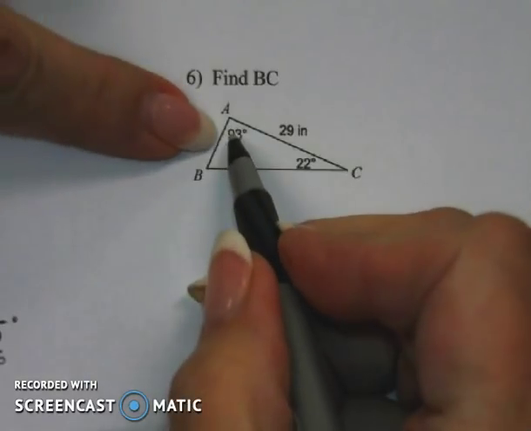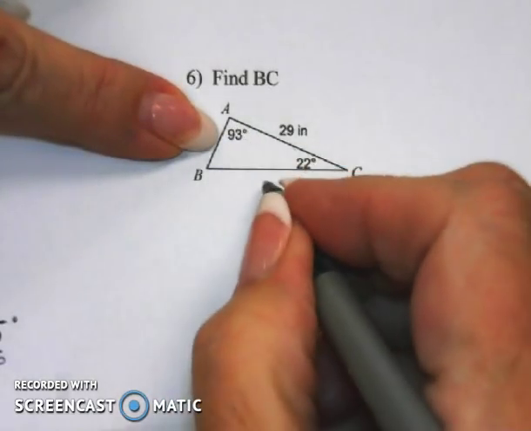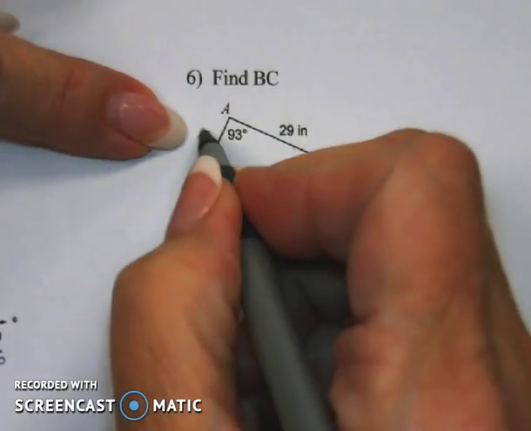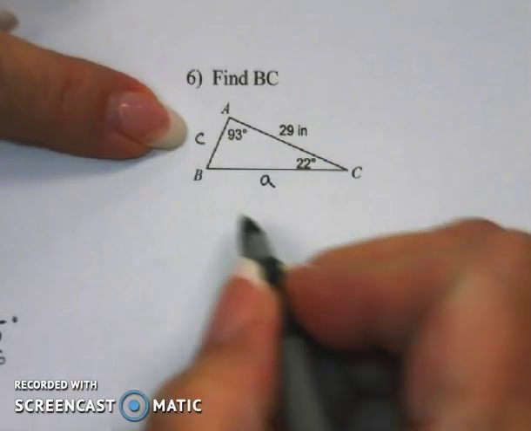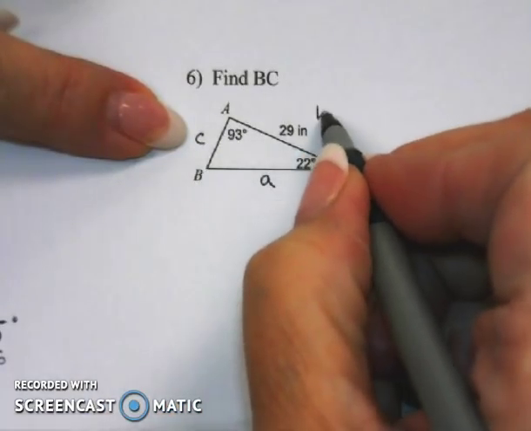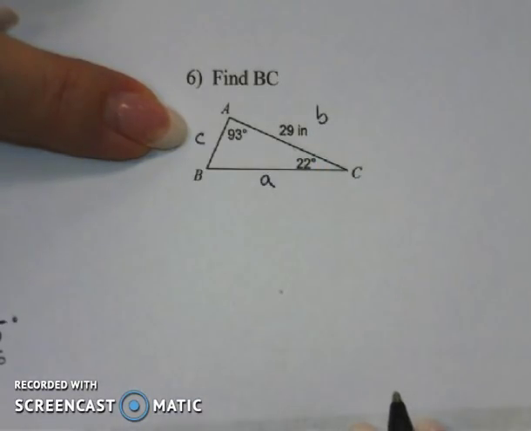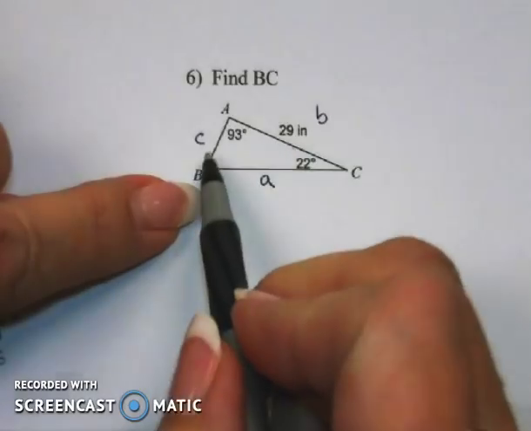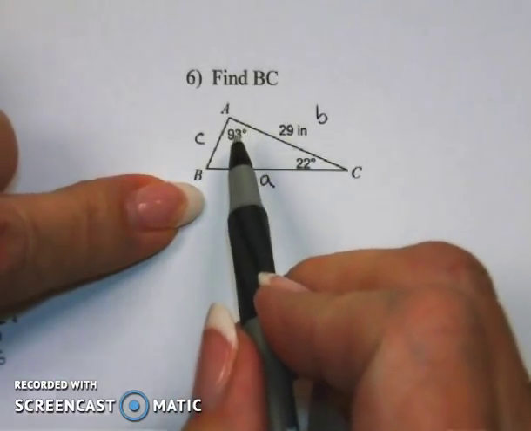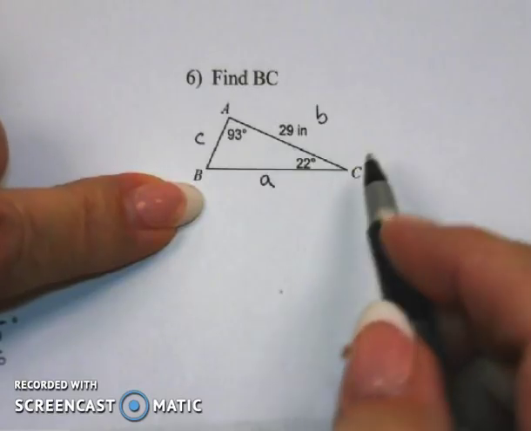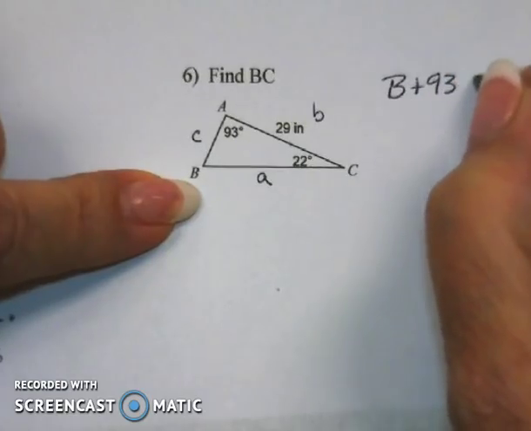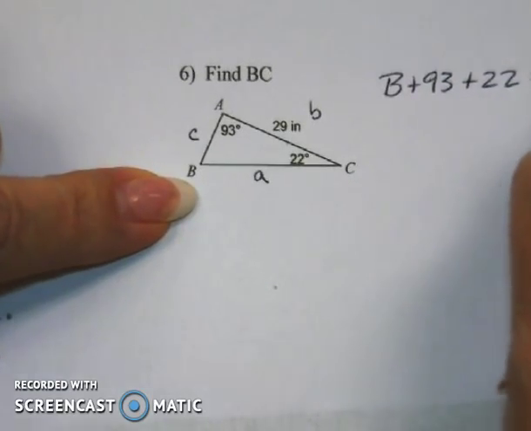Again, this is angle A, so across from that is side A. Across from angle C is side C, and across from angle B is side B. Here I have 2 angles and 1 side. Well, because this is a triangle, I know that all 3 angles have to add up to 180. So angle B, capital B, plus 93 plus 22 has to equal 180.